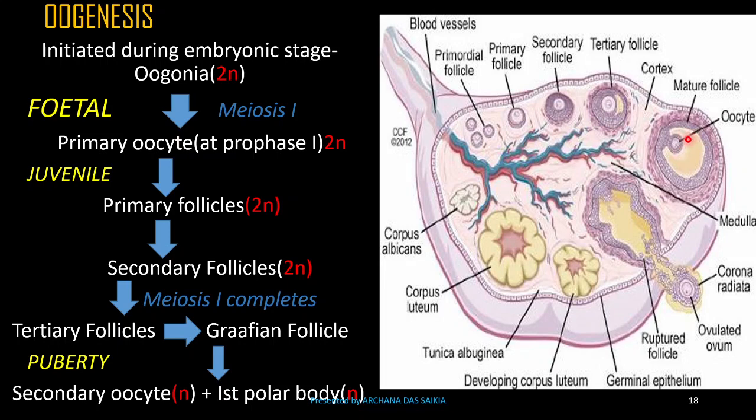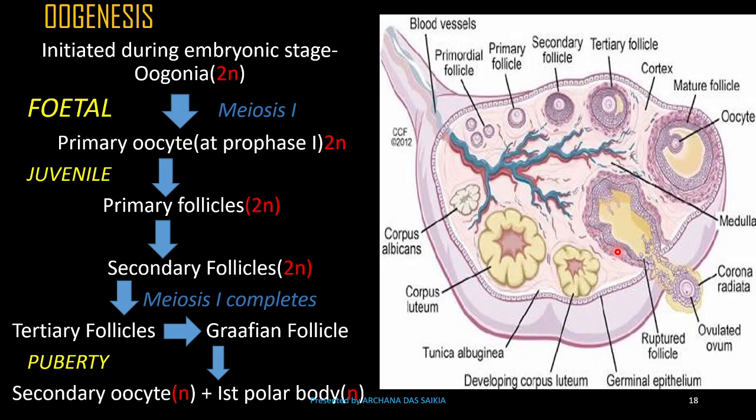Okay, this is known as antrum, and the oocyte remains here covered by a layer known as zona pellucida. A zona pellucida layer is formed around the secondary oocyte. So when the secondary oocyte is released, it is released along with the zona pellucida and a few layers of corona radiata. What remains back? The follicular layer, the antrum, the fluid, everything remains back.